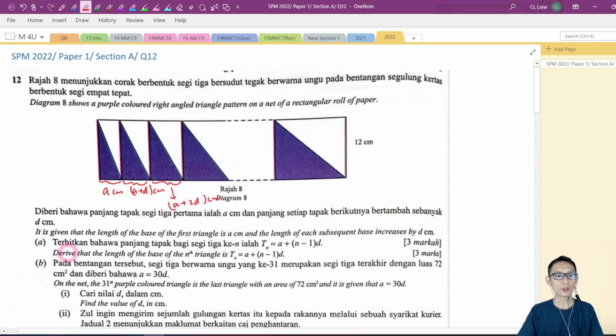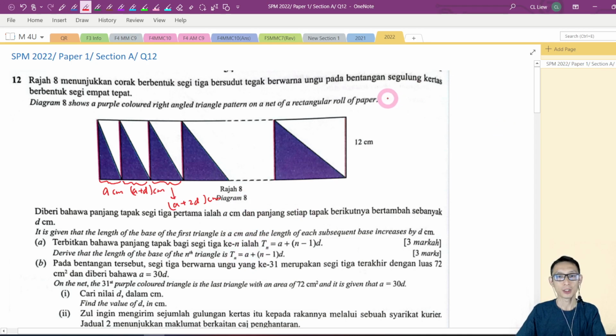Part a, we want to derive that the length of the base of the nth triangle, Tn, is equal to a plus (n minus 1)d. I think the majority of students still know this formula, the formula for Tn of an arithmetic progression. But now the question asks you to derive this formula.